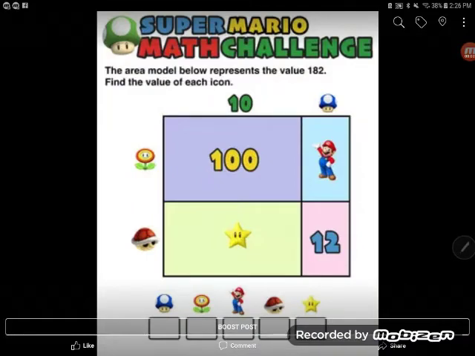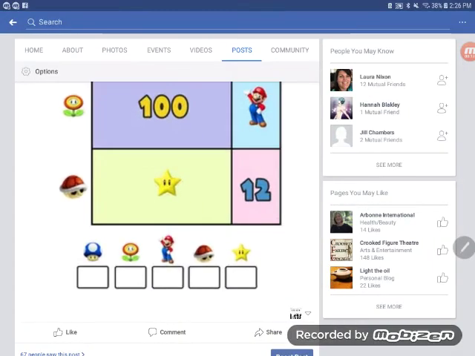Hey guys, this might not look like a GED question of the day, but I promise you it is. I just borrowed this from another site. So it's GED question of the day time, and I've got a Super Mario math challenge going on here. So let's read about this before we take a look.